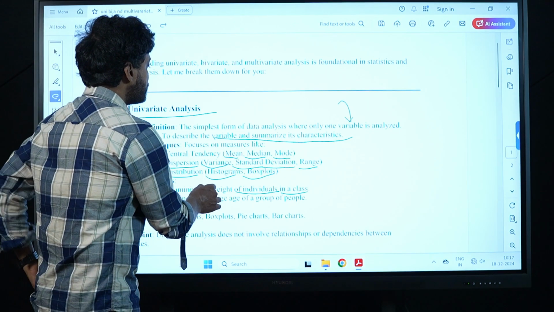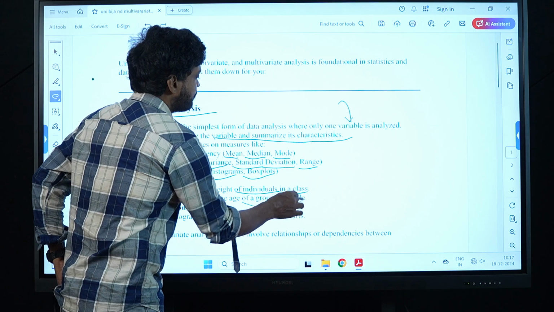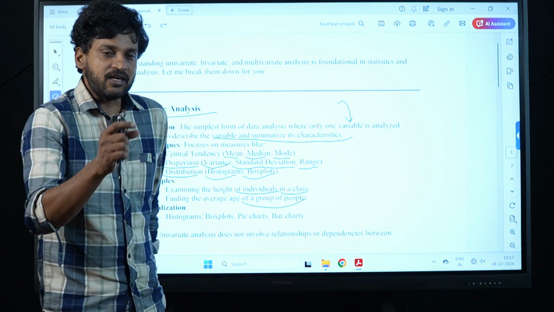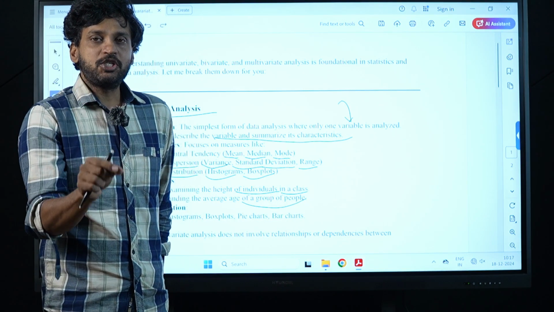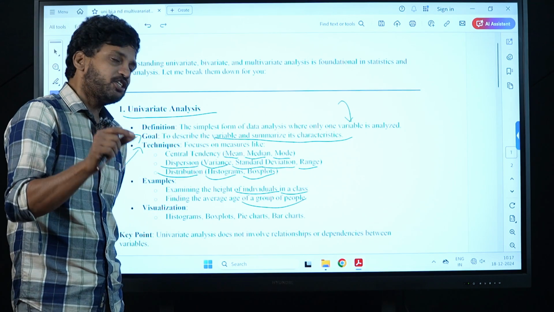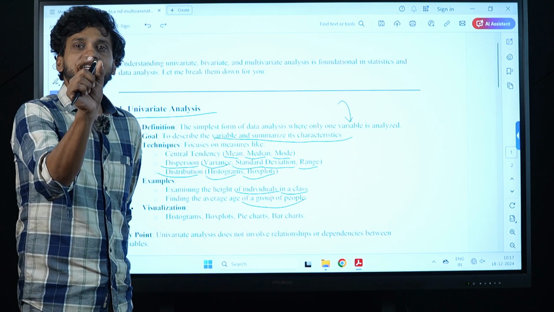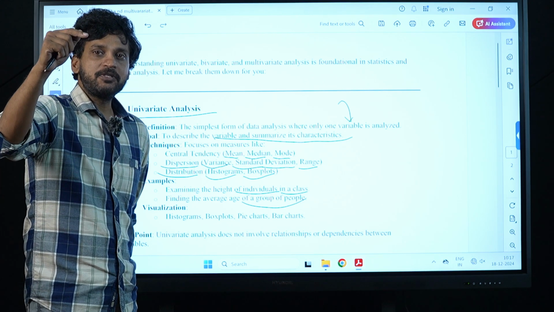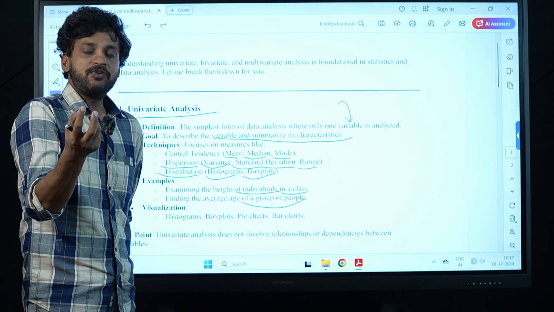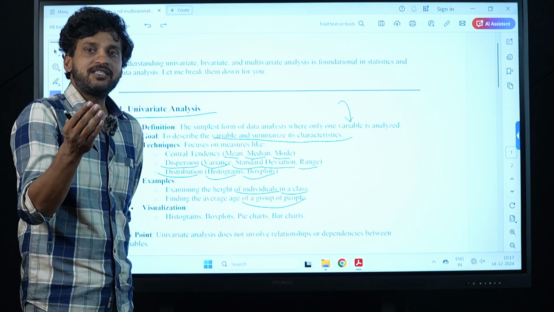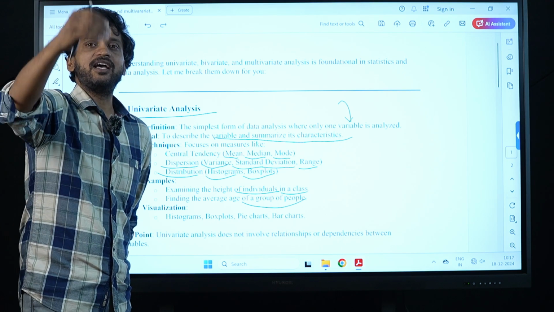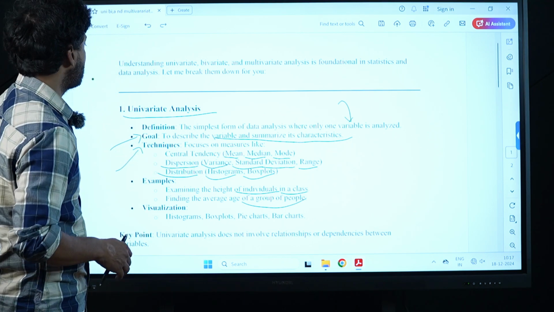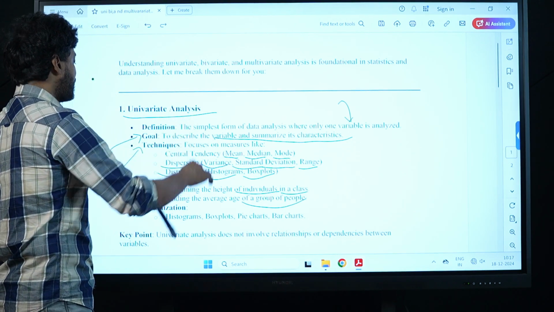Similarly, finding the average age of a group of people. In a data set, there is a specific variable, the average age. Whenever this variable is considered independent of the others and analyzed, the analysis is considered to be univariate analysis.